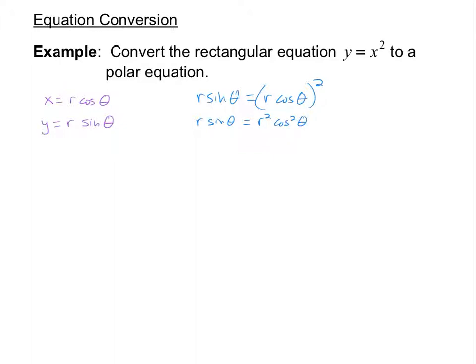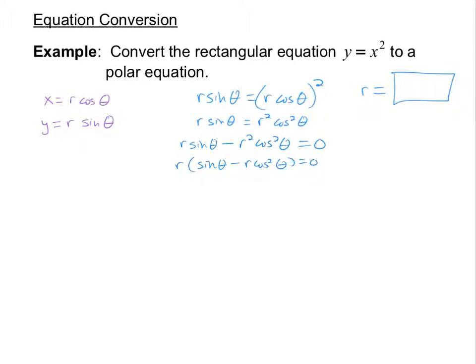Now when you're in polar coordinates, you want your equation to look like this: r equals everything else. Now you notice that I've got an r in this term, and an r squared in this term. So I can't simply solve for r because this is actually a quadratic. So what I need to do is get all of the r terms on the same side, and then pull out a greatest common factor of r. So I've got r times the quantity sine theta minus r cosine squared theta equals 0.